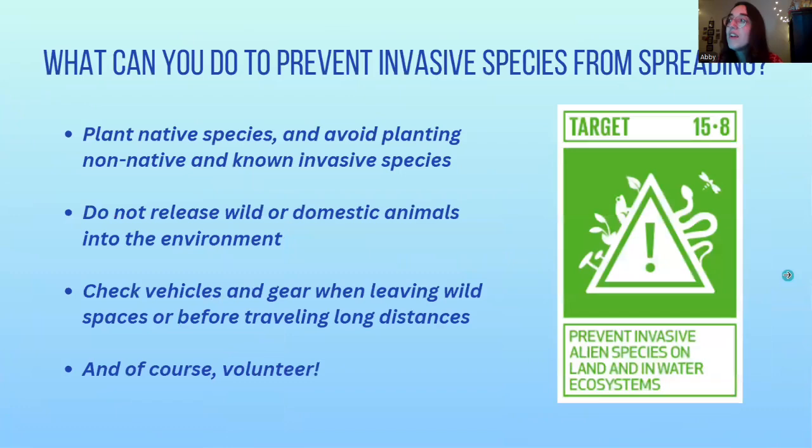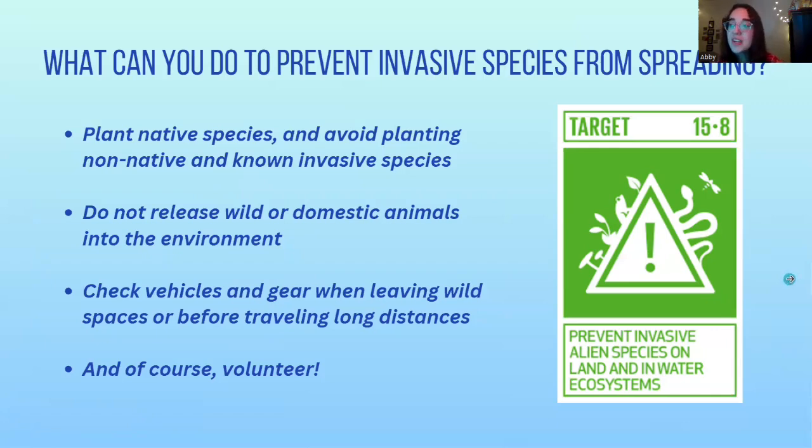So what can you do to prevent invasive species from spreading? Plant native species and avoid planting non-native and invasive species in your gardens and yards. These are a very easy way for them to escape into the environment around you. Do not release wild or domestic animals into the environment, as they can very easily become invasive in an area.